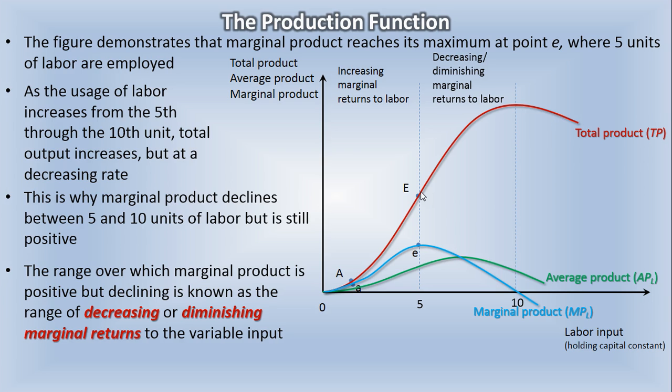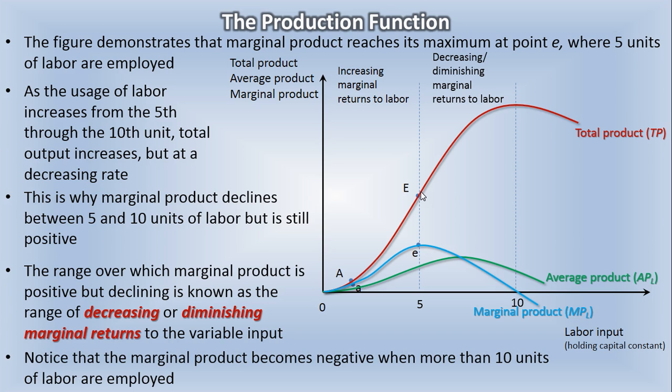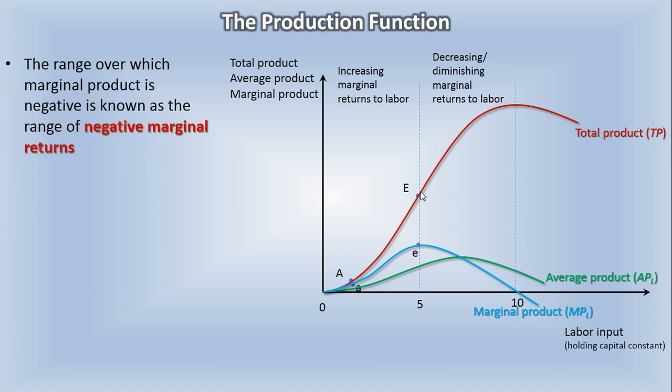And then finally, it becomes so bad, like you hired just so many people, that the extra amount of output beyond this point here, beyond 10 workers, that an additional person can produce is actually going to be negative. They're going to start getting in the way of even just producing at all. So notice the marginal product becomes negative when more than 10 units of labor are employed. The range over which marginal product is negative is known as negative marginal return. So that's the range over which the production process yields negative marginal returns. And again, that means that each additional unit of labor will actually decrease the overall production because there's just no way to become any more efficient. There's just no room for it.